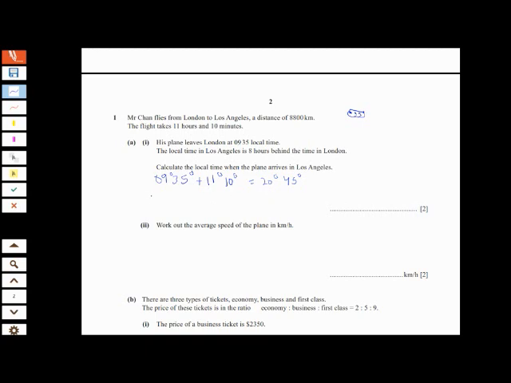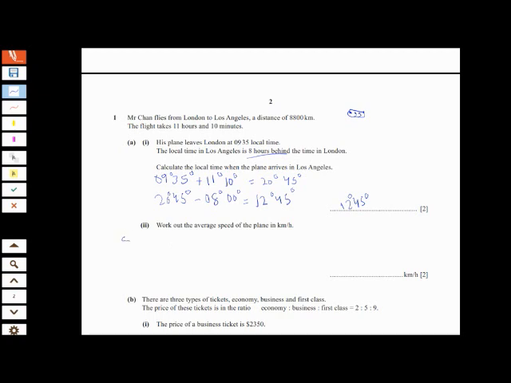But this number, 20:45, is London time. We want to change that to Los Angeles time by minusing 8 hours, because it says here Los Angeles is 8 hours behind. So 20:45 minus 8 hours, which is 12:45. That's the answer.